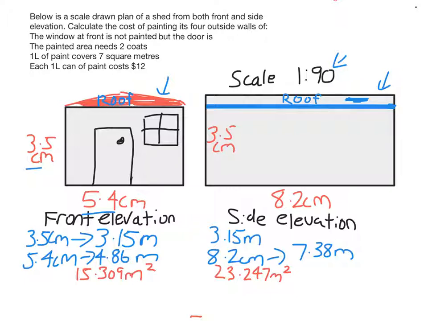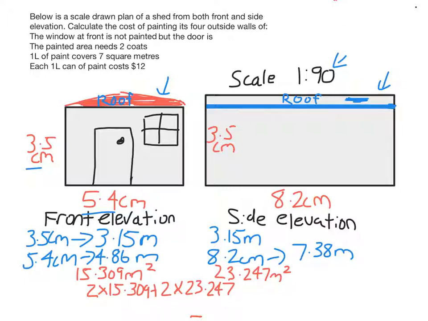So the total area that I need to paint: 2 lots of the front wall, and I need enough paint for 2 lots of the side wall. So that's, of course, just 2 lots of 23.247 meters squared. But I'm forgetting something. I need to subtract the dimensions of the window. So I need to figure out the area of the window in exactly the same way.